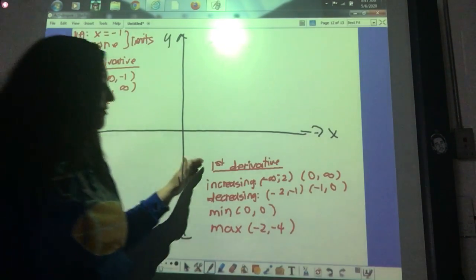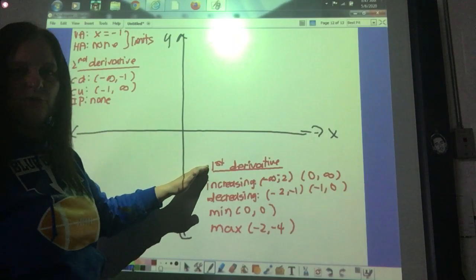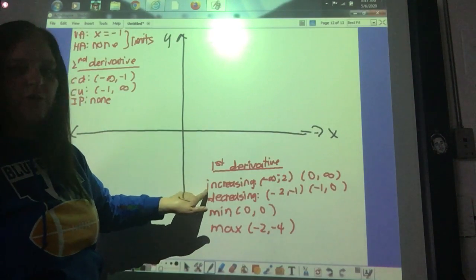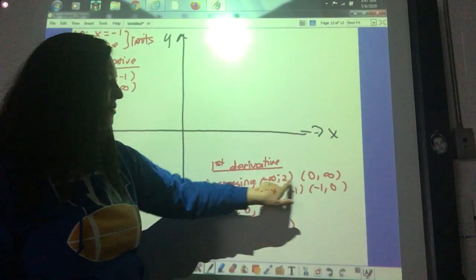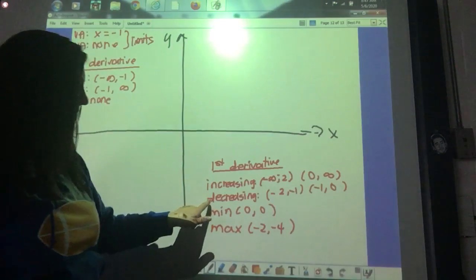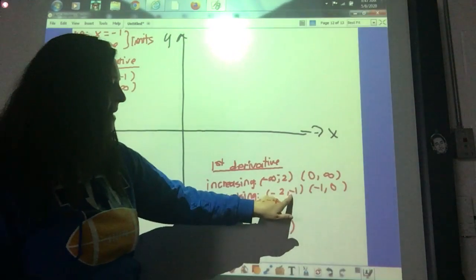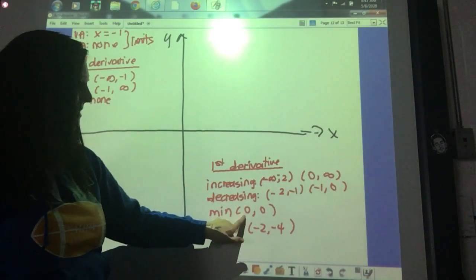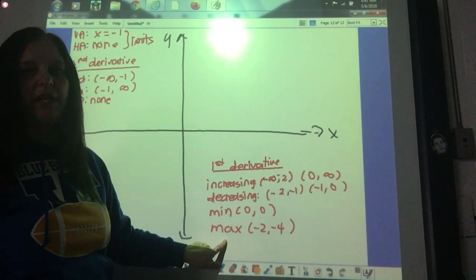Then we used the first derivative and made a sign diagram for the first derivative. From that sign diagram, we know that this function will be increasing from -infinity to -2 and from 0 to infinity, and that the function will be decreasing from -2 to -1 and from -1 to 0. We know that there'll be a min at (0, 0) and a max at (-2, -4).